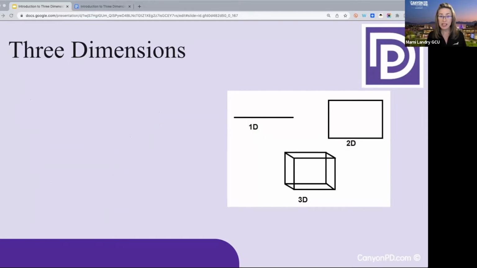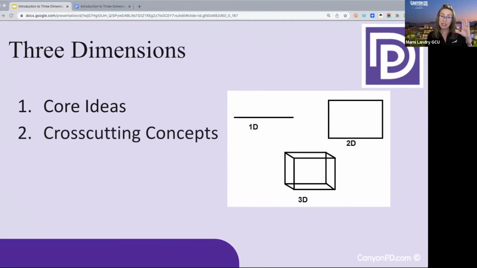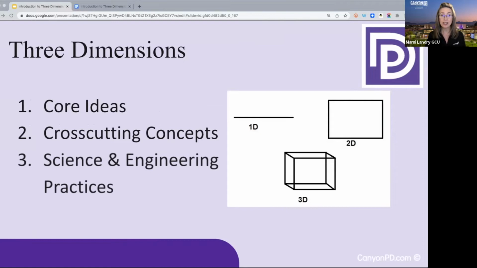These three dimensions have terms. So the knowledge, we call those the core ideas. The framing, the way we think about the knowledge, are called the cross-cutting concepts. And how we're going to use that knowledge is called the science and engineering practices.